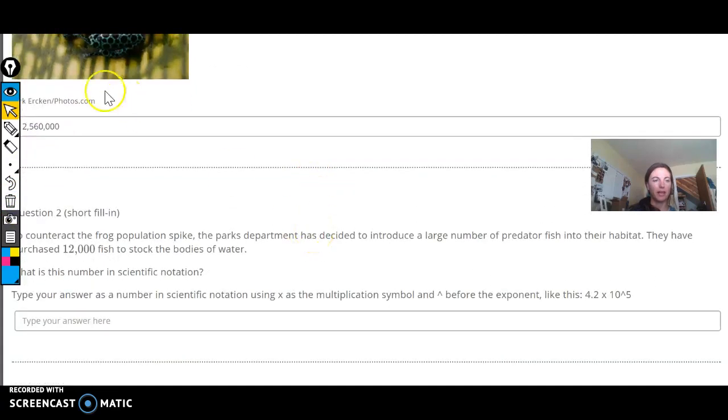All right, now we're going to go the other way. To counteract the frog population spike, the Parks Department has decided to introduce a large number of predator fish into their habitat. They have purchased 12,000 fish to stock the bodies of water.